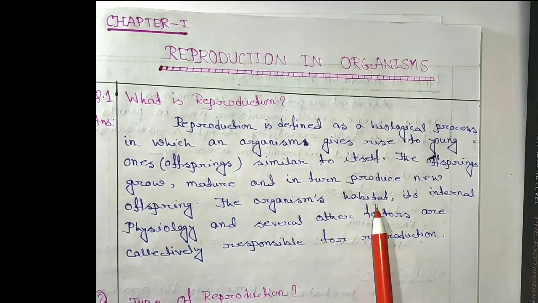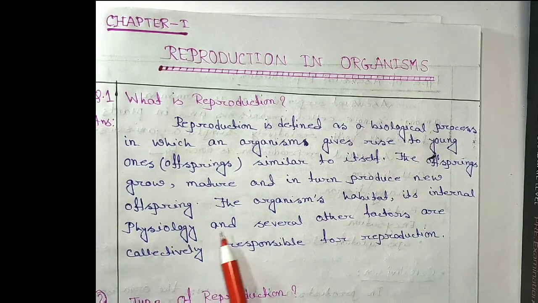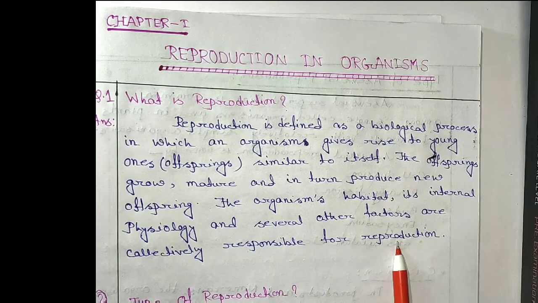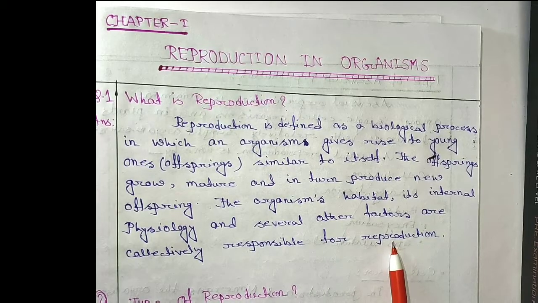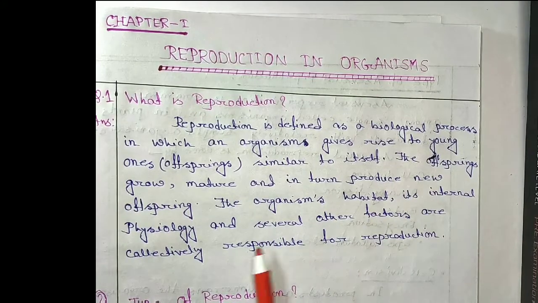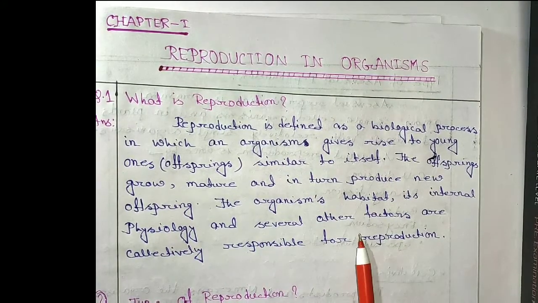The organism's habitat, its internal physiology, and several other factors are collectively responsible for reproduction. So what are the factors of reproduction? The factors of reproduction are the organism's habitat, its internal physiology, and several other factors.